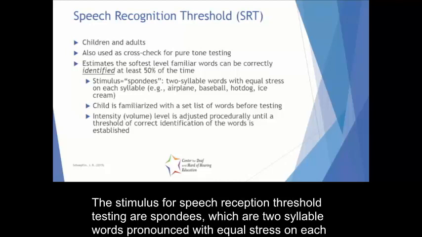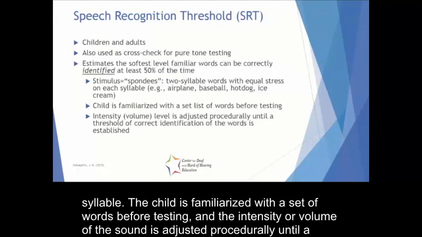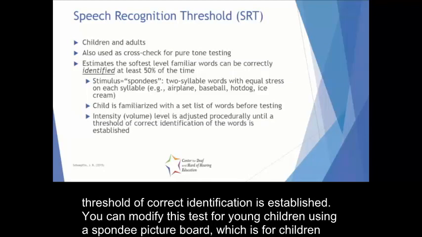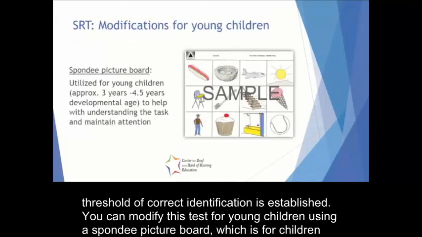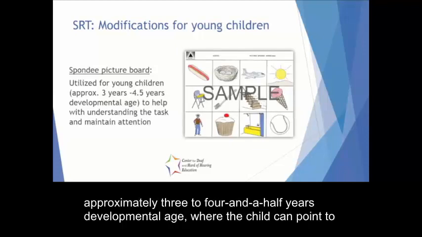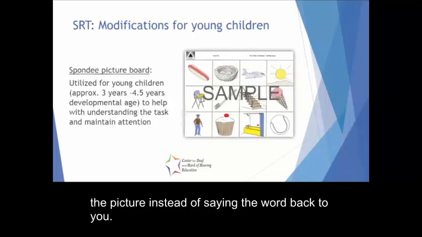The stimuli for speech reception threshold testing are spondees, which are two-syllable words pronounced with equal stress on each syllable. The child is familiarized with the set of words before testing, and the intensity or volume of the sound is adjusted procedurally until a threshold of correct identification is established. You can modify this test for young children using a spondee picture board, which is for children approximately 3 to 4.5 years developmental age, where the child can point to the picture instead of saying the word back to you.